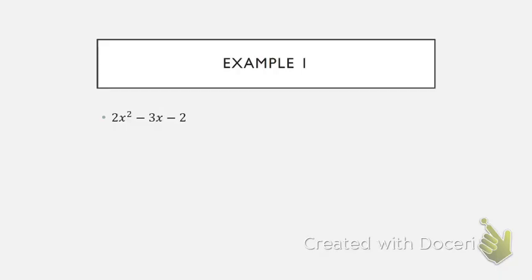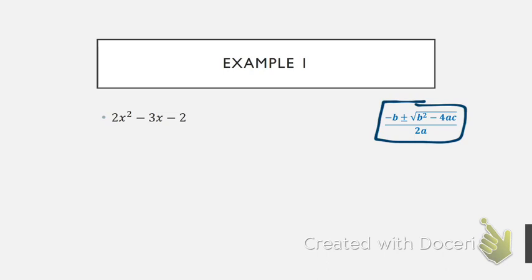Alright, so first I'm going to pause this and write the quadratic formula. Alright, so the quadratic formula is over here. It's negative b plus or minus the square root of b squared minus 4ac all over 2a. And in class today we discussed the discriminant. So hopefully b squared minus 4ac looks familiar. So from my equation I have a equals 2, b equals negative 3, and c equals negative 2.